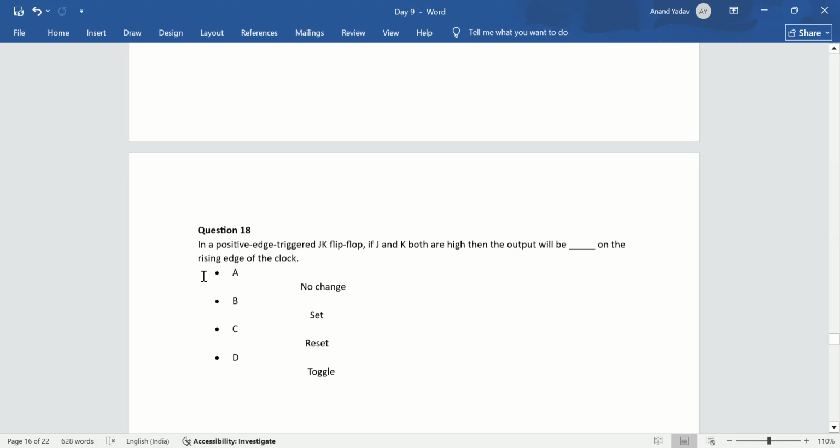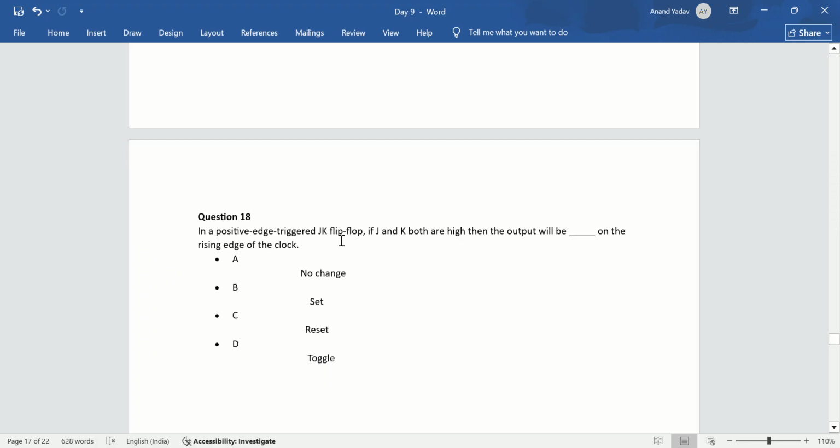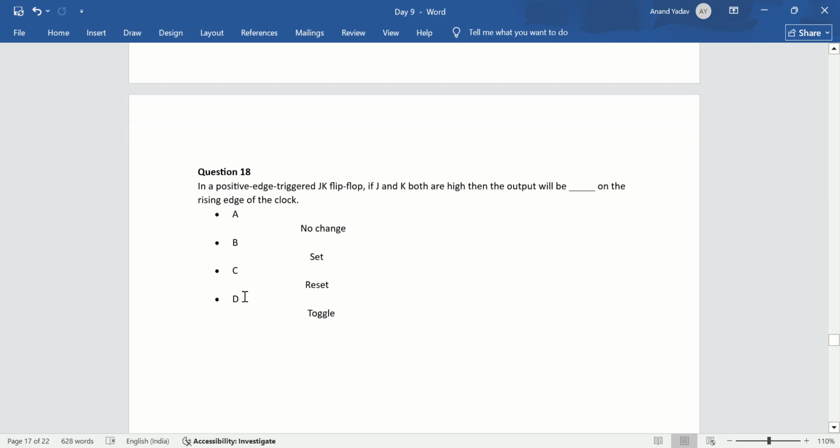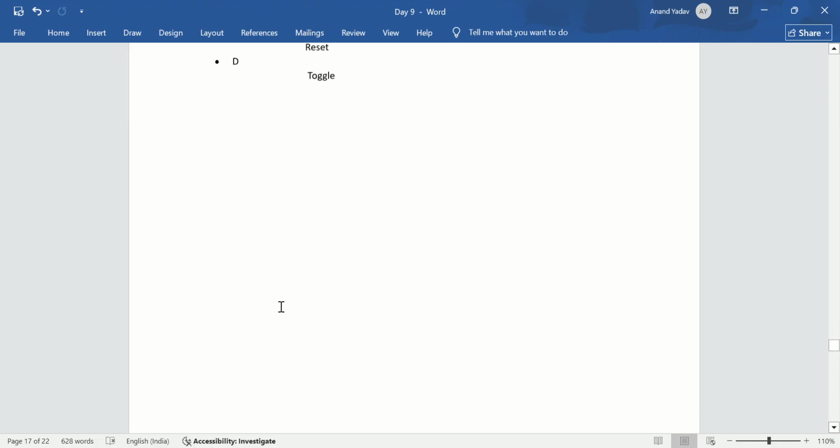Now next one is, in a positive edge triggered JK flip-flop, if J and K both are high, then the output will be, on the rising edge of the clock, toggle. If both are 1 1, then it will toggle the value. For this one option D is correct.